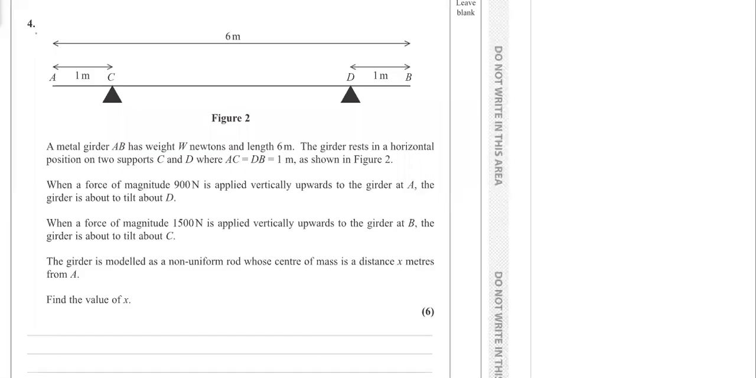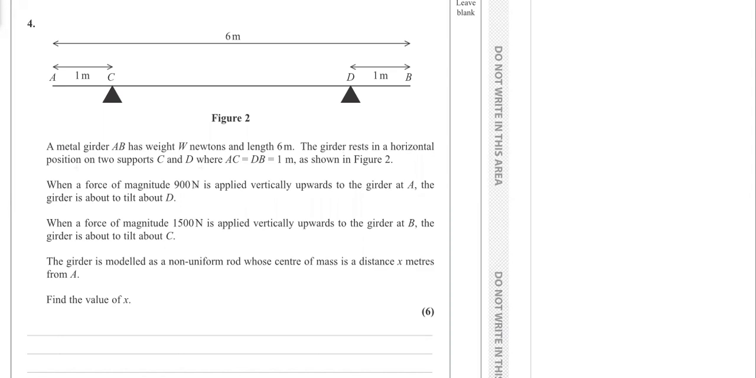Now we are going to do question number 4 of Mechanics Time 1, January 2021. The question is, a metal girder AB has weight W newtons and length 6 meters. The girder rests in horizontal position on two supports C and D, where AC is equal to DB and is given as 1.